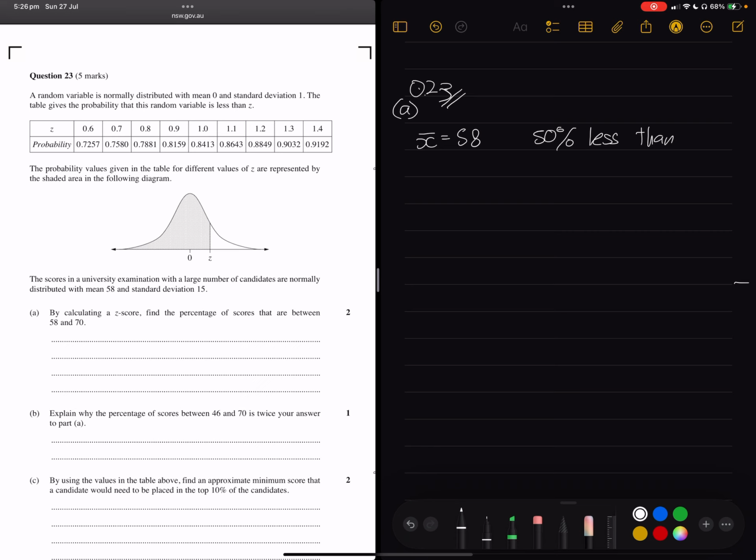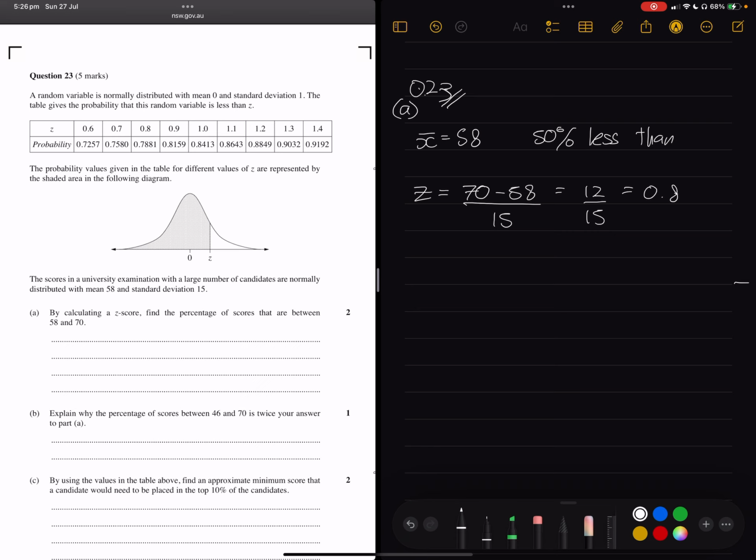Now, standard deviation is 15. So z-score is going to be equal to the score, 70, minus the mean, 58, divided by the standard deviation, which is 15. This is going to be 70 minus 58, which is 12 on 15. This is 0.8. So the z-score associated with a score of 70 is 0.8.